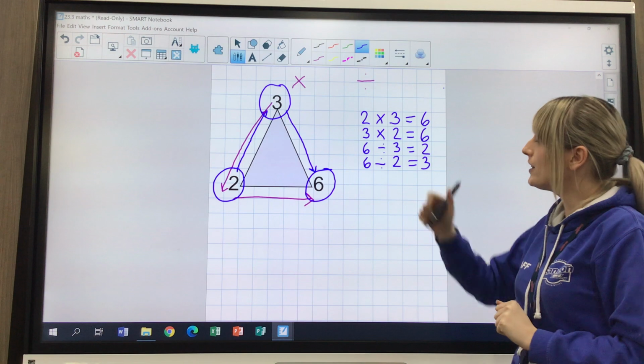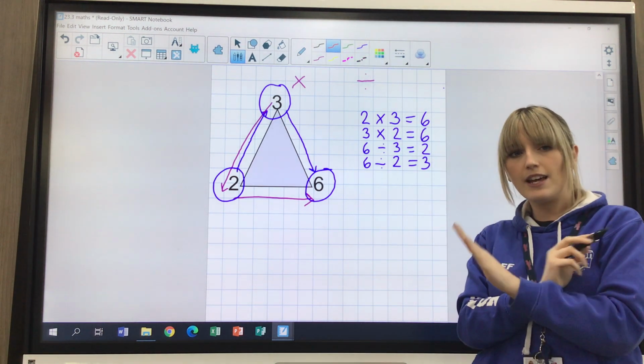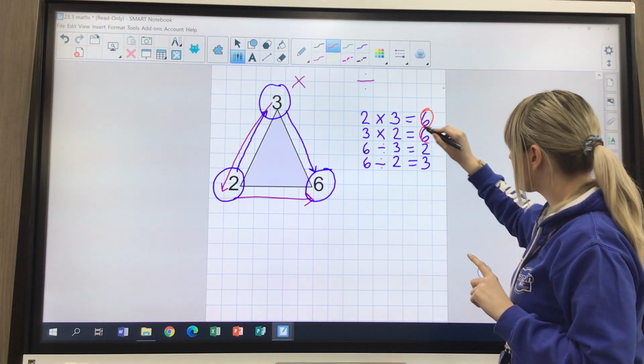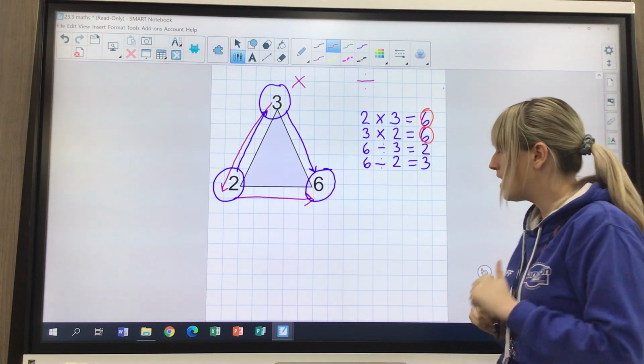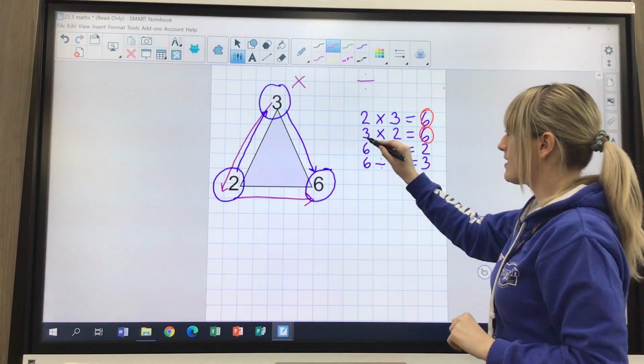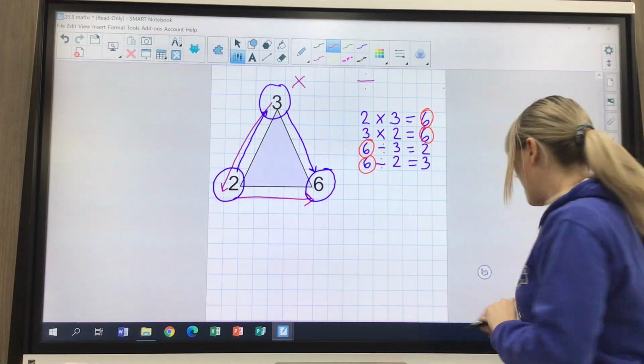Okay, so let's just double check we followed our rule. So when we're multiplying, the biggest number goes at the end. 6, 6. Got that one right? When we're dividing, the biggest number goes at the beginning. 6, 6. Got that one right.